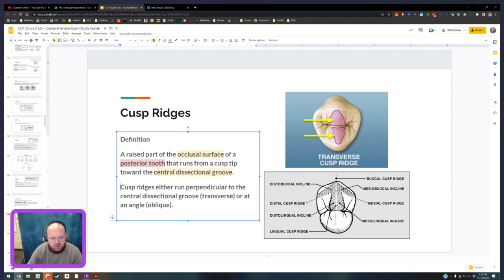Cusp ridges either run perpendicular to the central dissectional groove, that means that they're transverse, or at an angle, oblique. So they can be off axis, but the central dissectional groove is going to follow an imaginary line called the central fossa. Not an imaginary line, but an implied line.